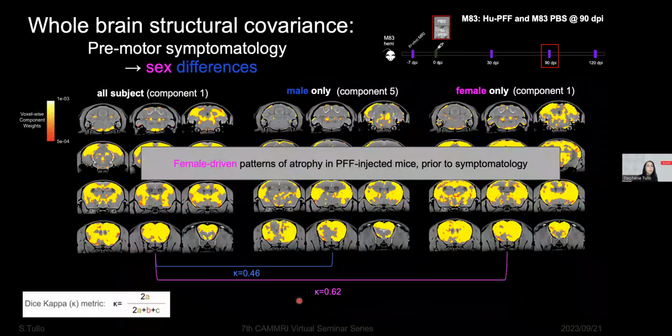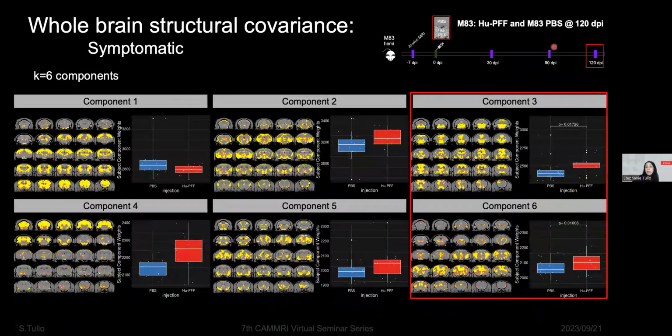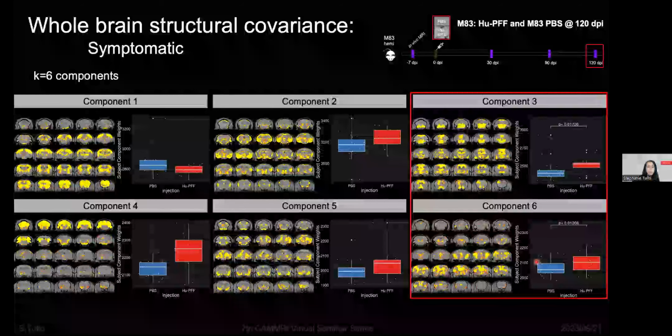So then we said, okay, well, what's happening at the end of the spectrum once the mice are fully symptomatic? So that's at the 120-day time point. And so again, we ran NMF with 6 components. Now we obtained 2 components where we saw this group difference. So I'm going to highlight those here.